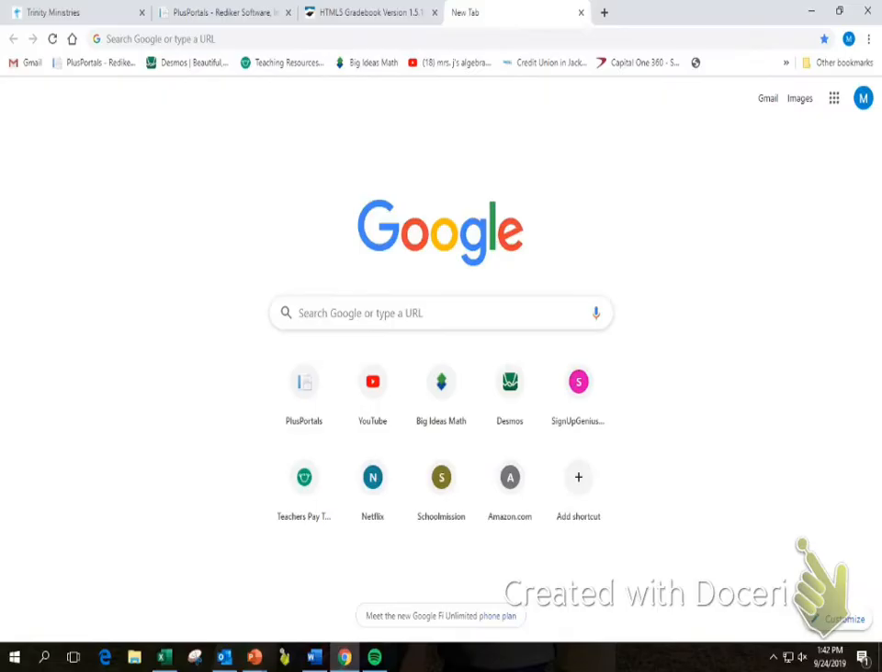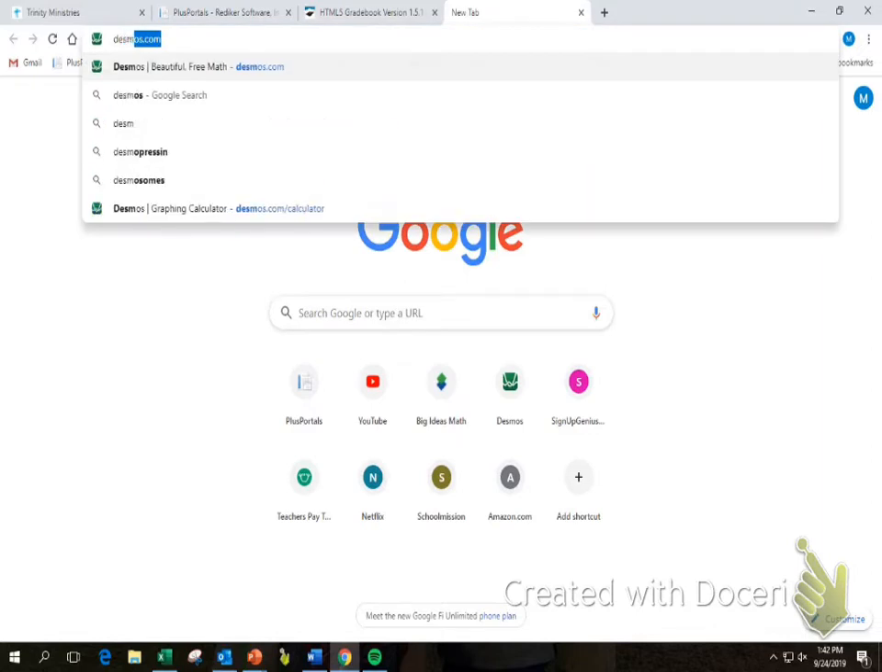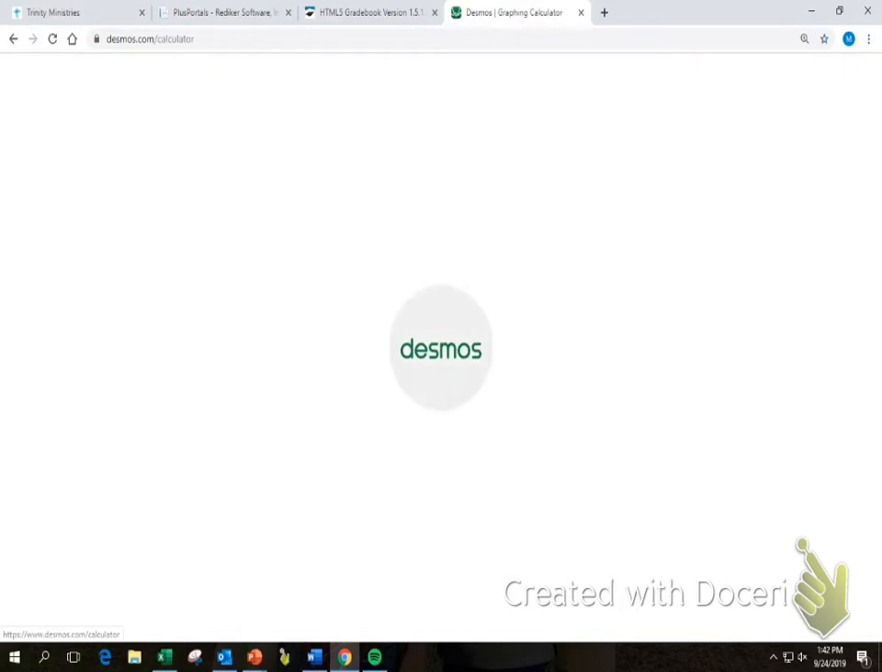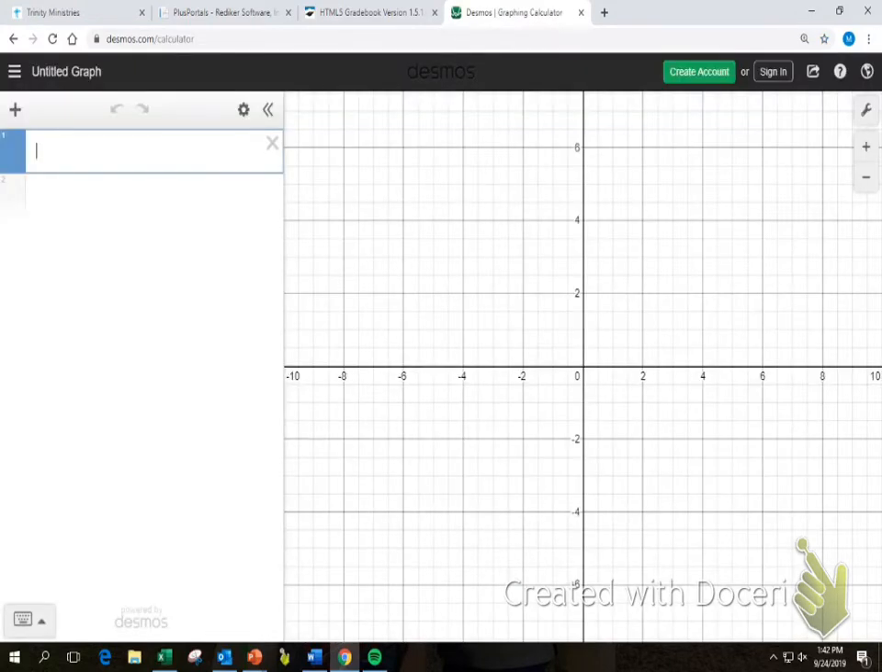If you are in your browser, it could be Google, it could be Safari, but once you're in your browser on your phone, if you go to desmos.com, and you hit enter, it's going to take you to this page, and you're going to hit the button that says start graphing. But this is Desmos. So whether you're there through the internet or you are there on the app, this is what you should be looking at. Now, when you're in Desmos, you have a couple of options.